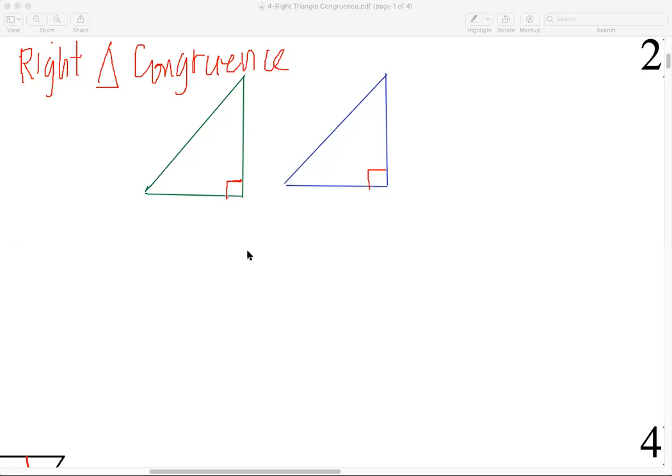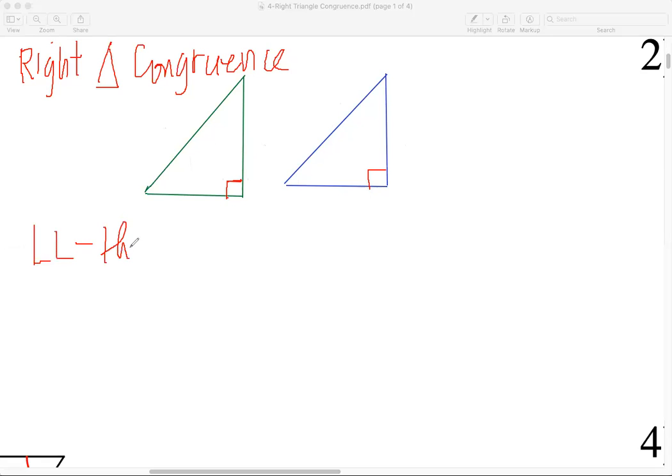Our topic for today is all about right triangle congruence. We're going to determine if two right triangles are congruent or not. Just like in regular triangles, there are postulates or theorems that we're going to use in order to determine if the right triangles are congruent. So the first theorem is what we call the leg, or the LL.